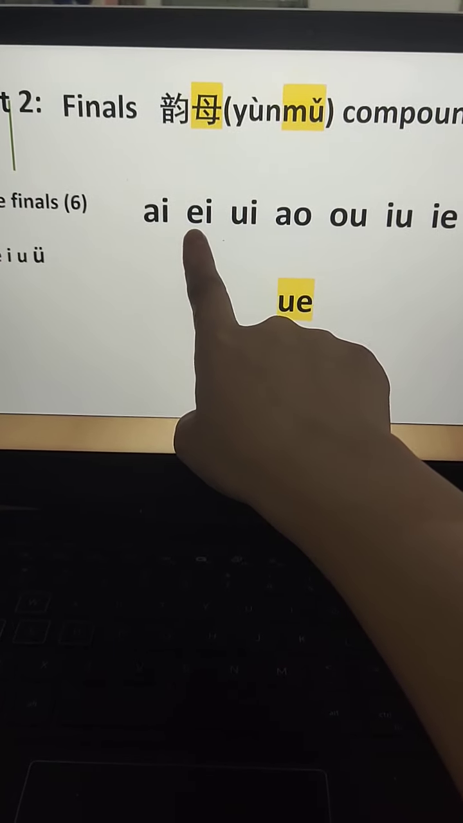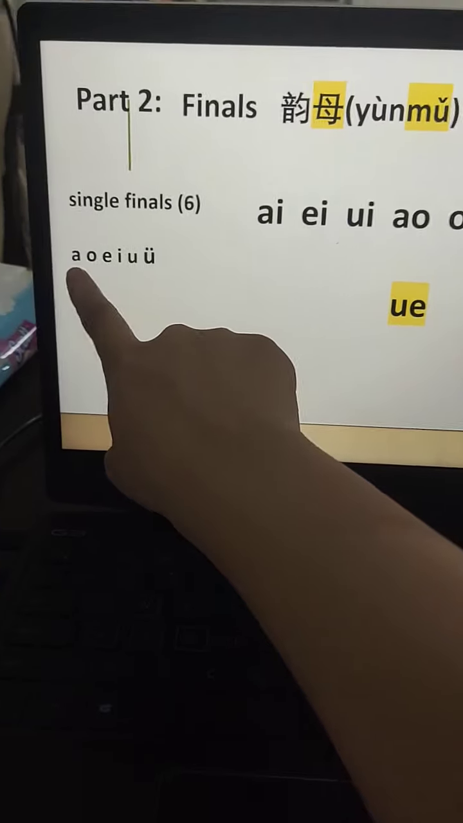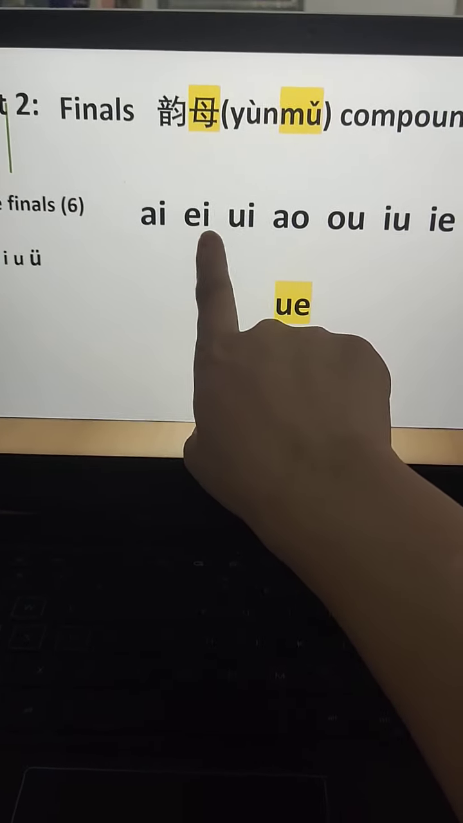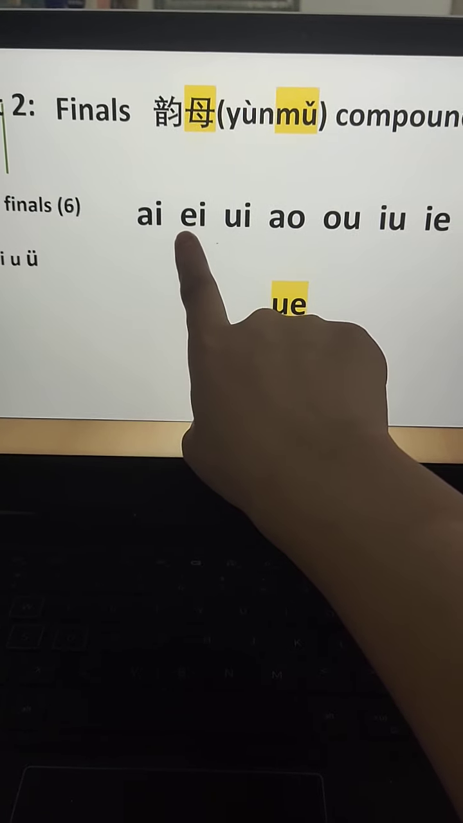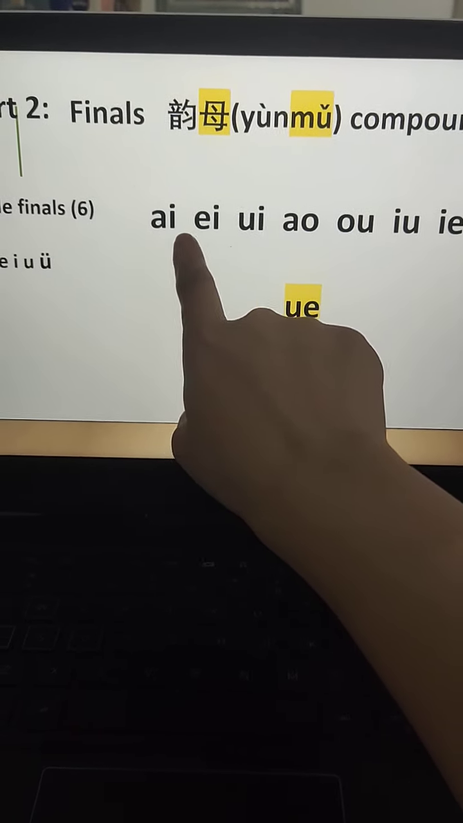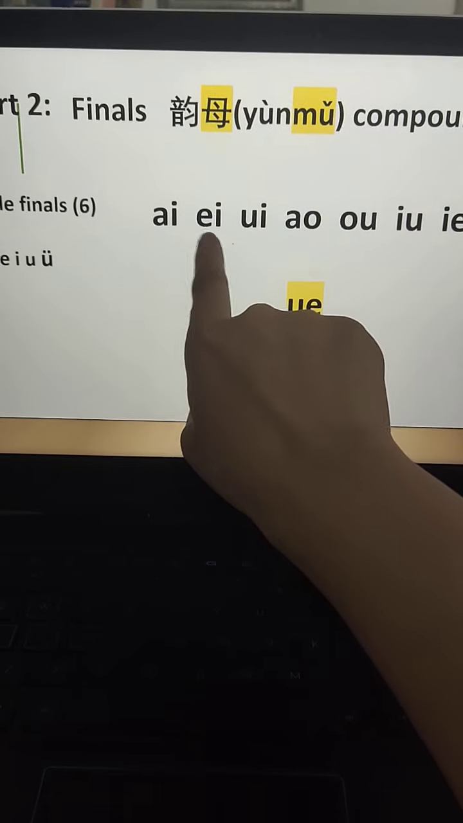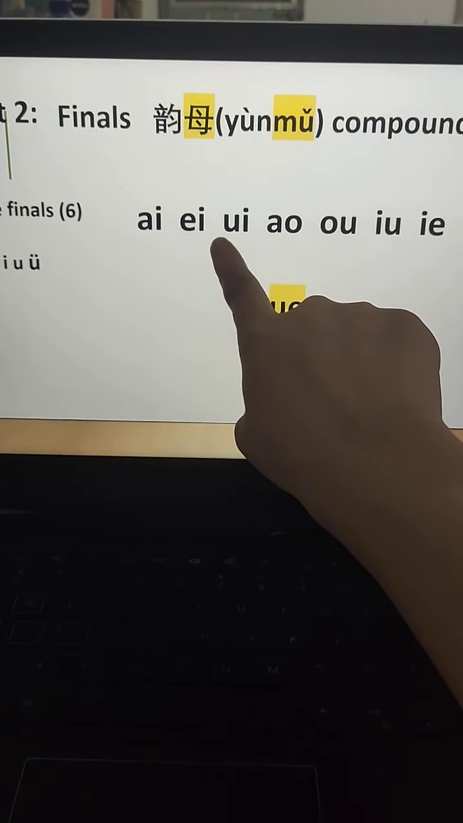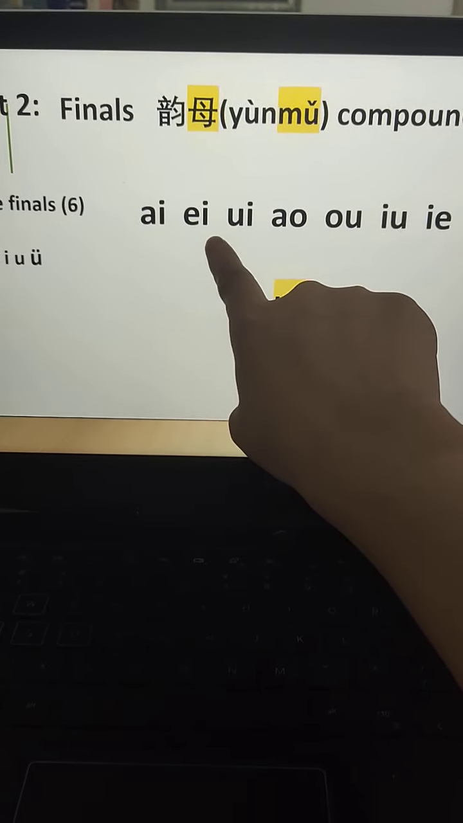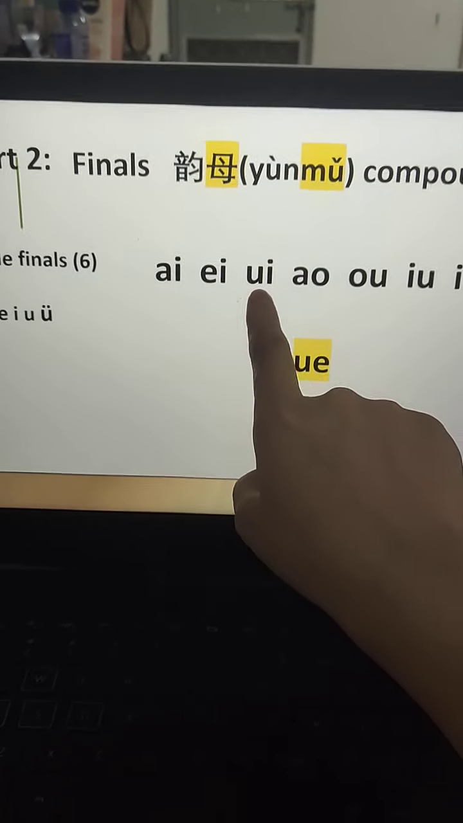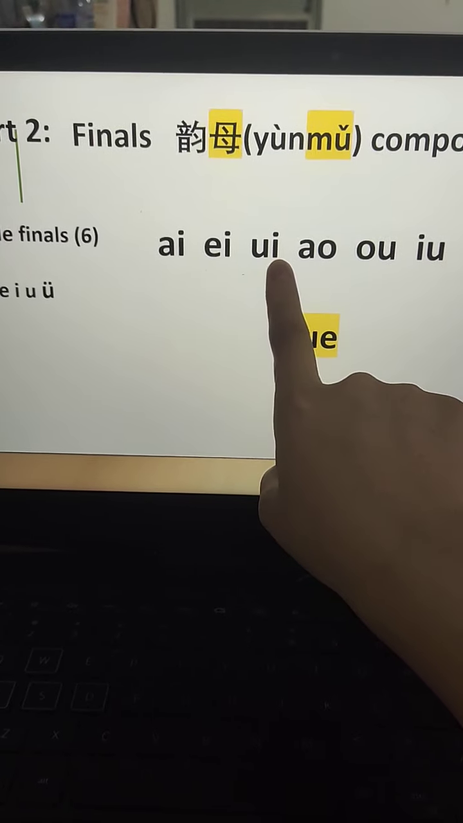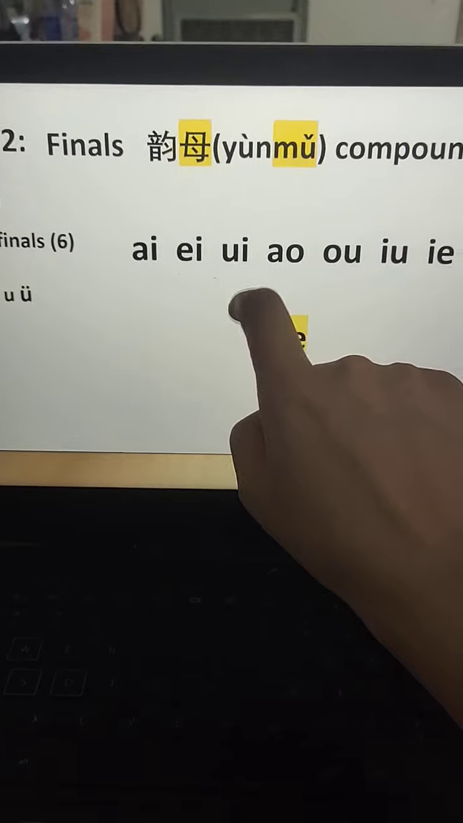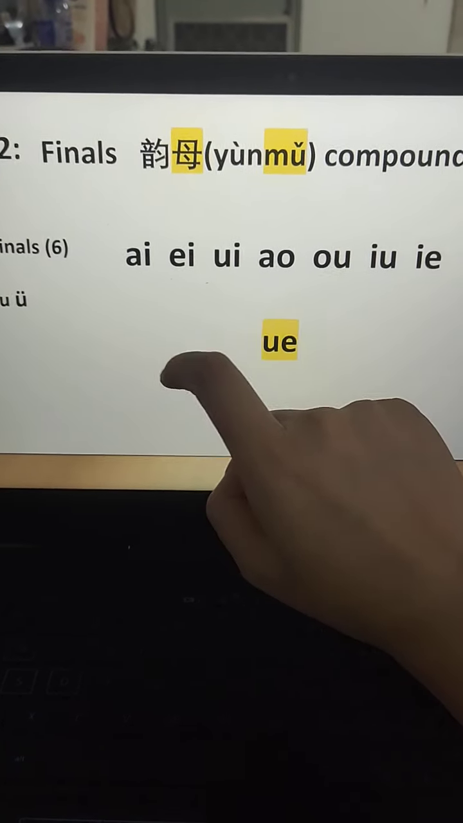How about this one? This is E, right? Let's see. A, O, E, U, right? This is E. So pronounce quickly. Ei, right? So ei. How about this one? This is U, this is E, right? You slip quickly. Ue, okay. How about this one?